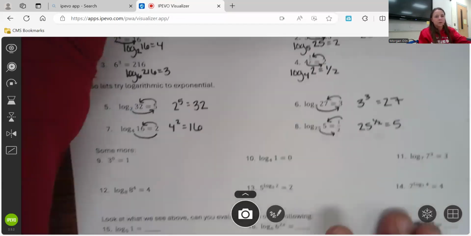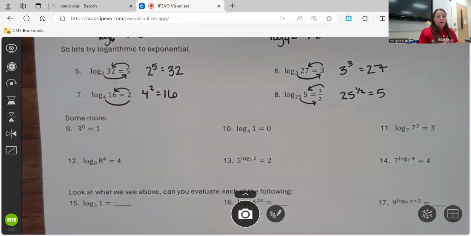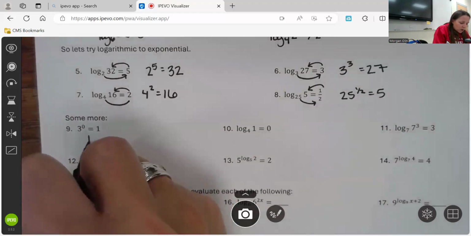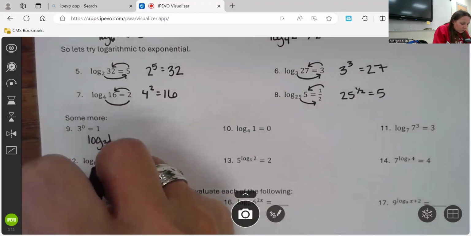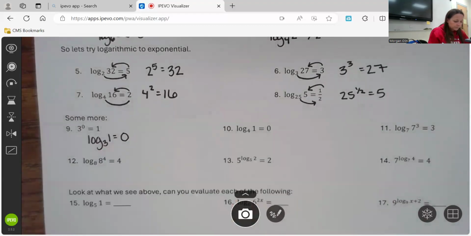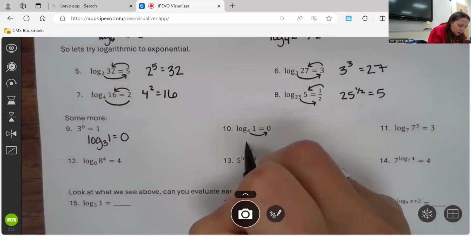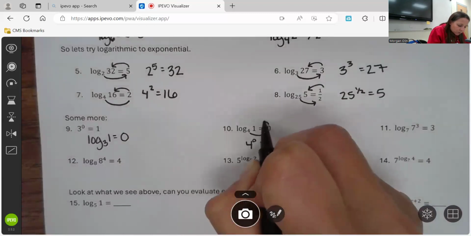Now, here we go, some more of them. We're going to go back and forth. This is an exponential form, so let's put it in log form. Log base 3 of 1 equals 0. Here, let's put this in exponential form. So 4 to the 0 equals 1.